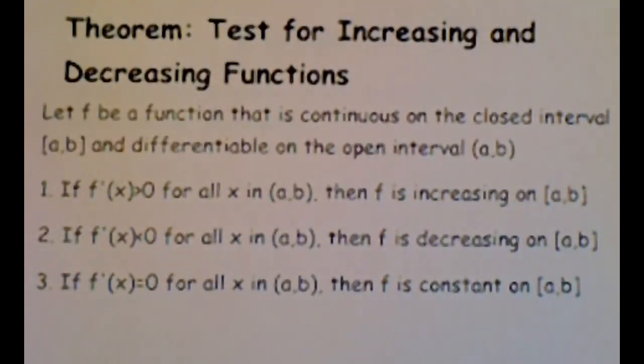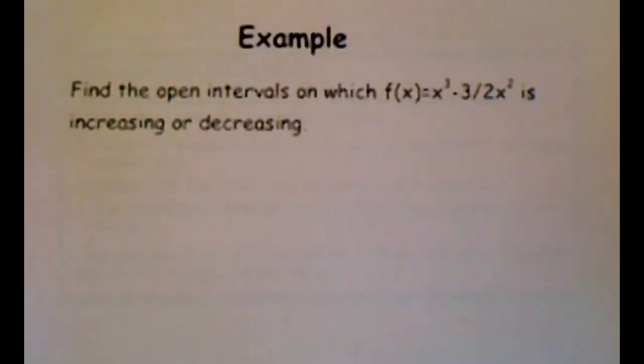So the test for increasing and decreasing functions: let f be a function that is continuous on the closed interval a to b and differentiable on the open interval a to b. Notice that that is a condition for pretty much everything we do. It has to be continuous, it has to be differentiable. So first, if the derivative is greater than 0 for all x in a to b, then the function is increasing. If the derivative is less than 0, then the function is decreasing. And if the derivative equals 0, then the function is constant.